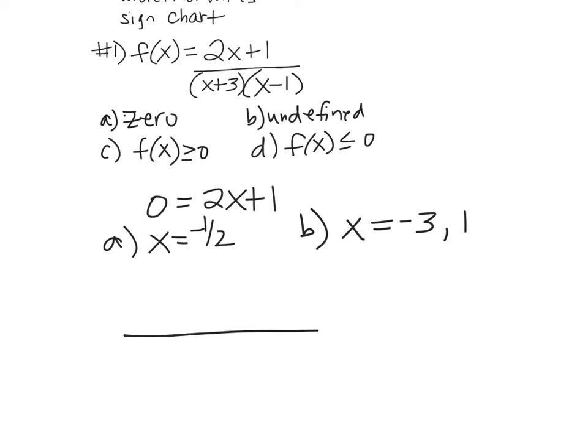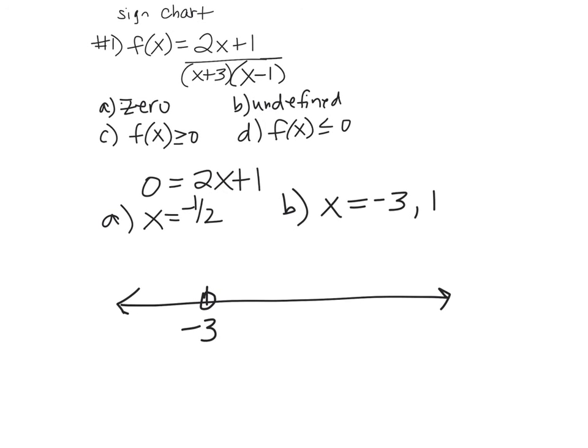So draw yourself a nice, good sign chart. And my suggestion is this. At negative 3, put a circle around it because x can't be negative 3 ever. You can't include that in any of your answers. Negative 1/2 is a 0, so I like to put a dot there because I know that's 0. And over here, positive 1 would be an open circle too because it's going to be undefined there.